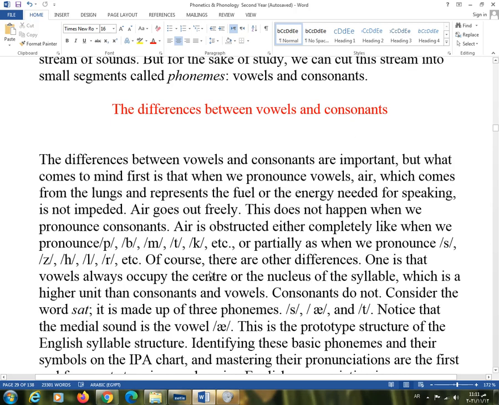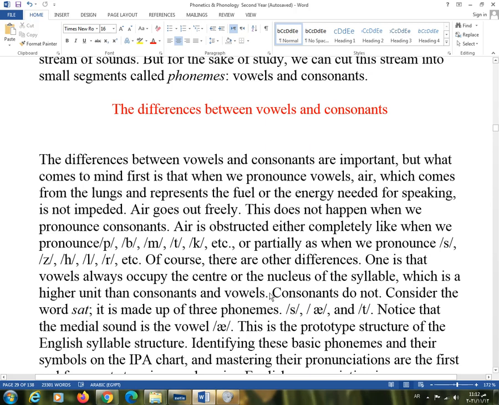We have so many differences, but what comes to mind first is that when we pronounce vowels, the airstream is open all the time, and it's never impeded, it's never obstructed. On the other hand, when we pronounce consonants such as p, m, etc., our airstream is blocked either completely, as in p, or partially, as in f. So this is the main difference between the two types of phonemes, consonant and vowel.